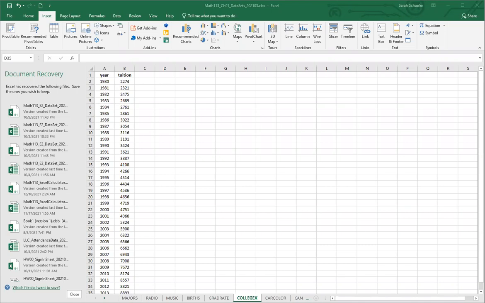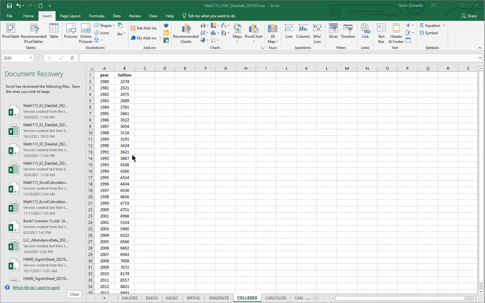Now, one thing to note about this data is that they have adjusted the tuition prices for inflation. So in general, any variable measured in dollars is going to increase over time due to inflation. So they've adjusted these tuition amounts so that they reflect the buying power of the dollar in 2013.